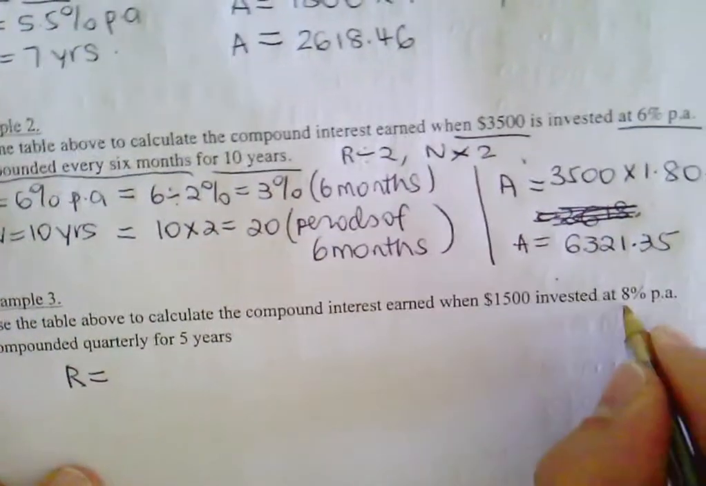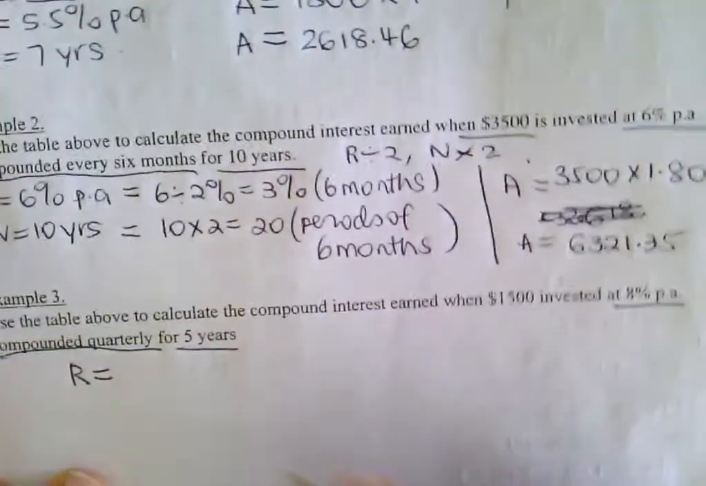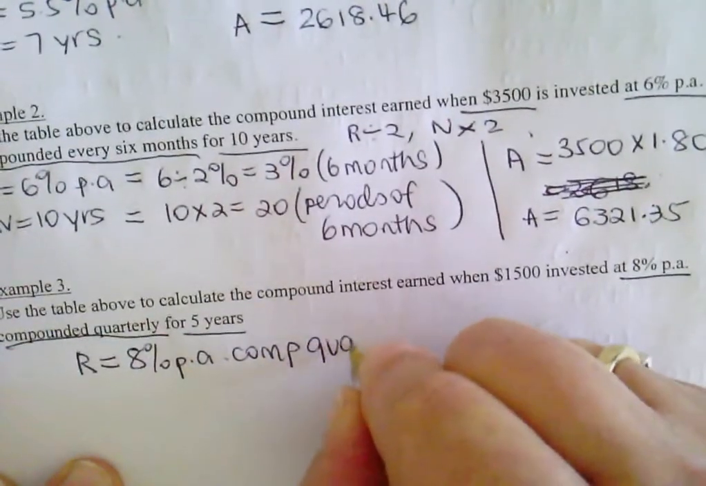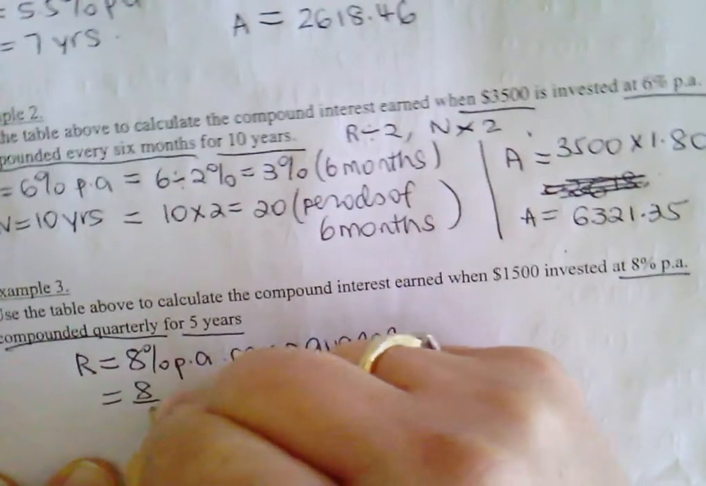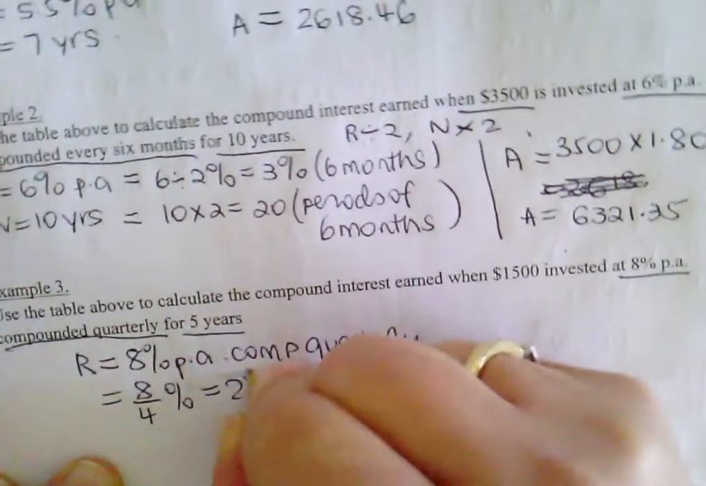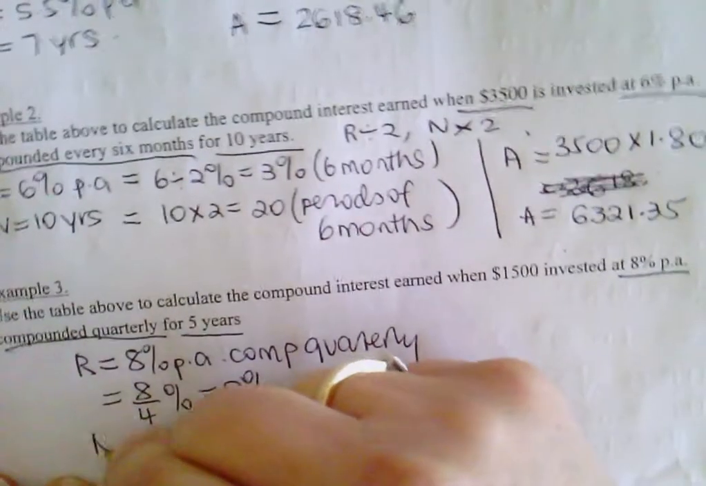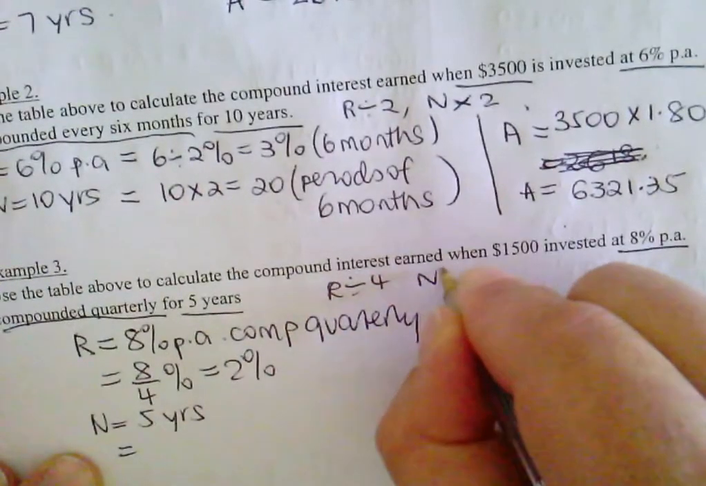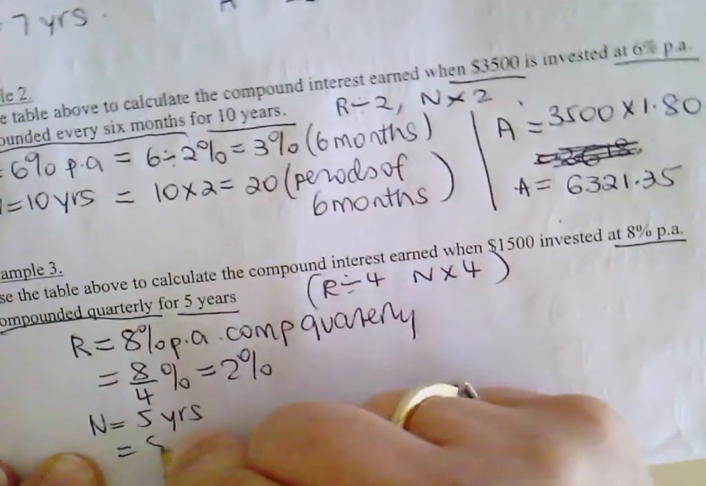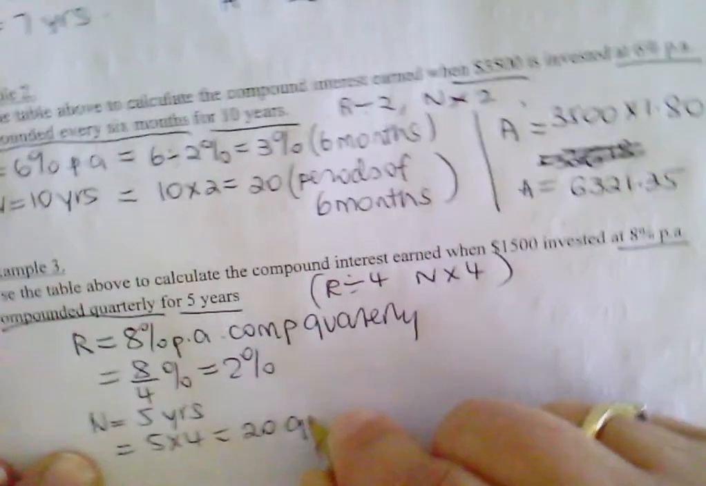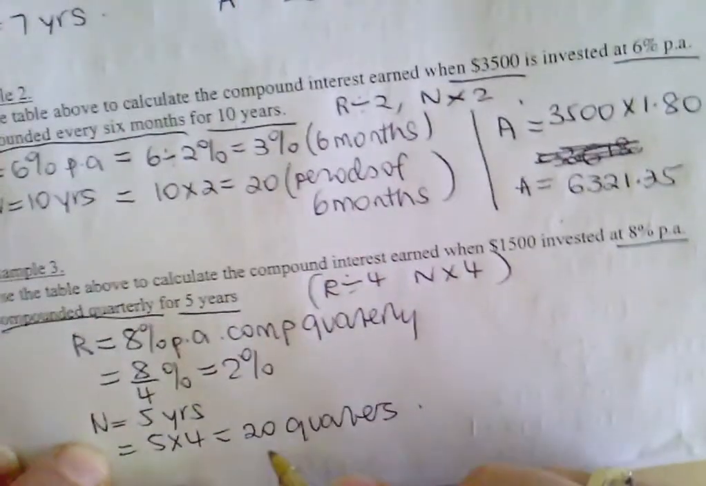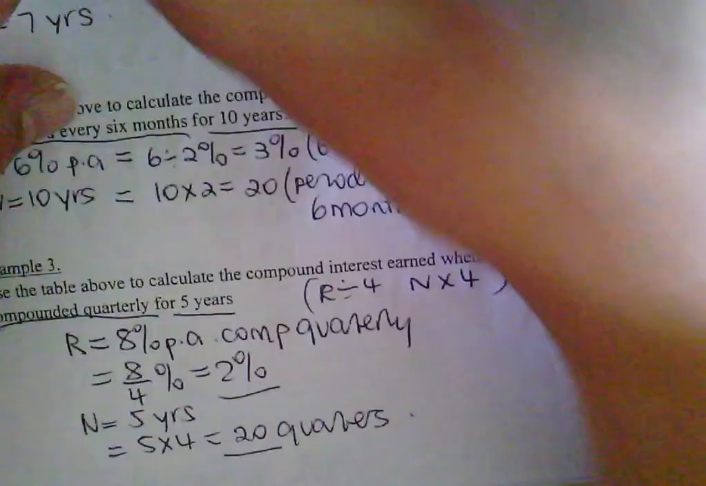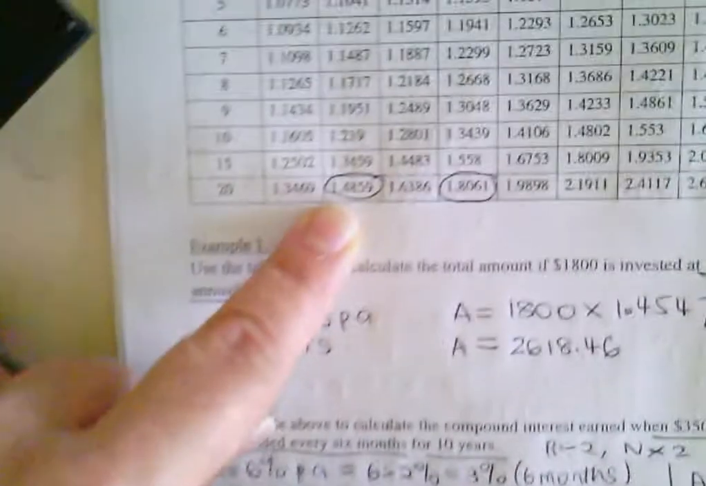Interest rate, 8% per annum, compounding quarterly for 5 years. 8% per annum, compounding quarterly. You've got to divide it by 4. It's 8 over 4%, which is 2% per quarter. N is 5 years, but we just did R divided by 4. We have to do N times 4. So 5 times 4 is 20 quarters. We're looking up the table with 20 and 2%. I'll just show you quickly.